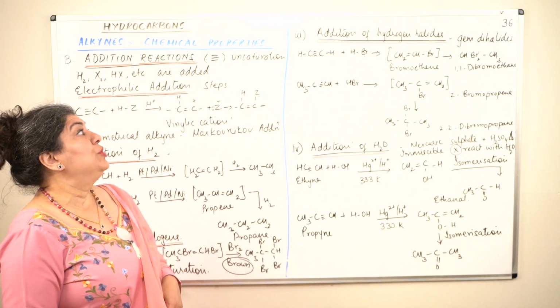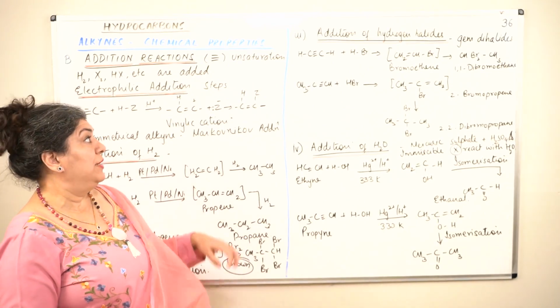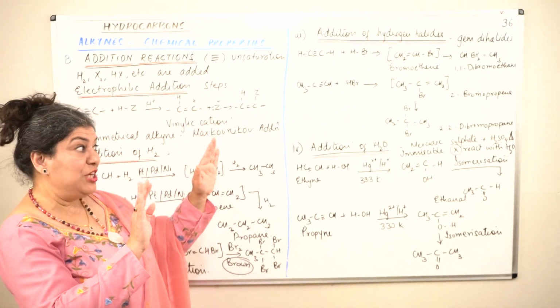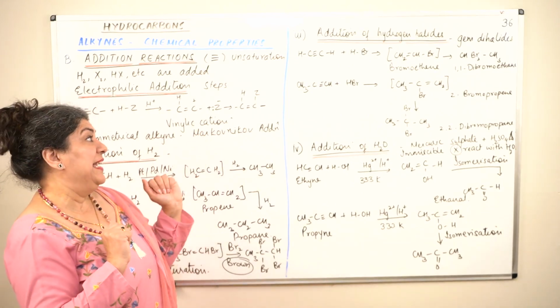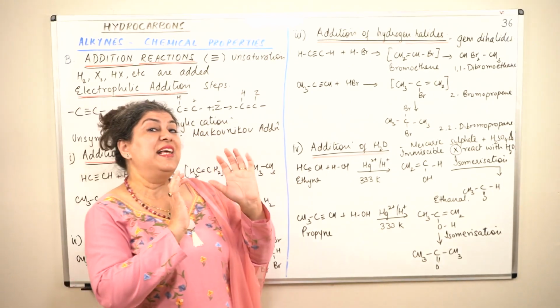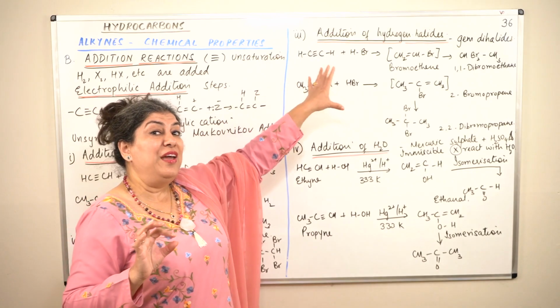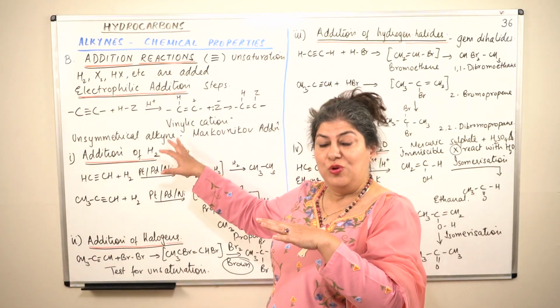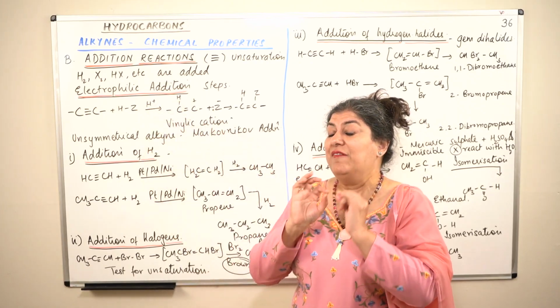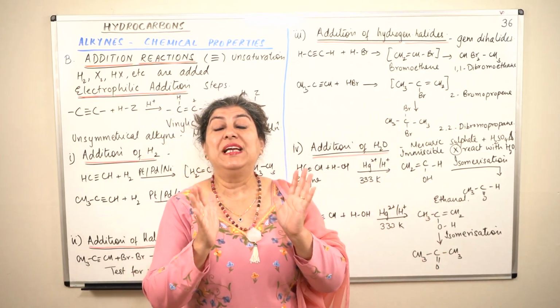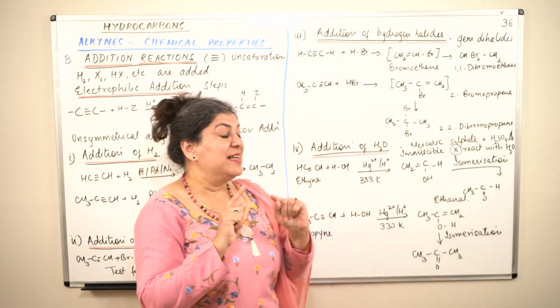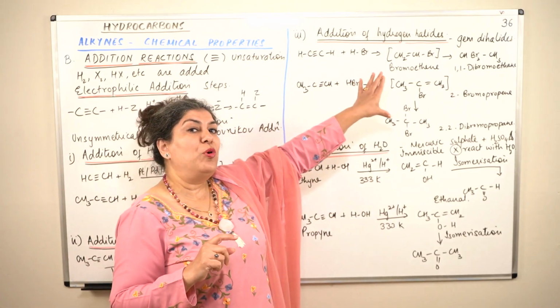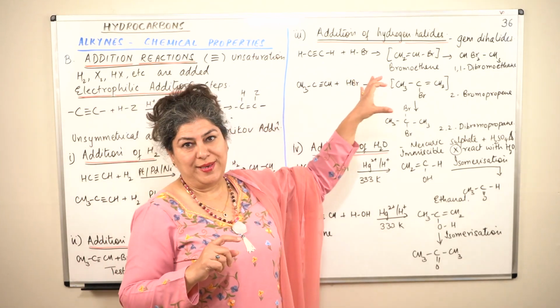Let us now come to the addition of hydrogen halides. Now hydrogen is positive and the halogen is negative, and here the effect of the Markovnikov rule and the electrophilic addition will be very pronounced and will be very clear in the product. And this is where it is really important to memorize it for your exams.